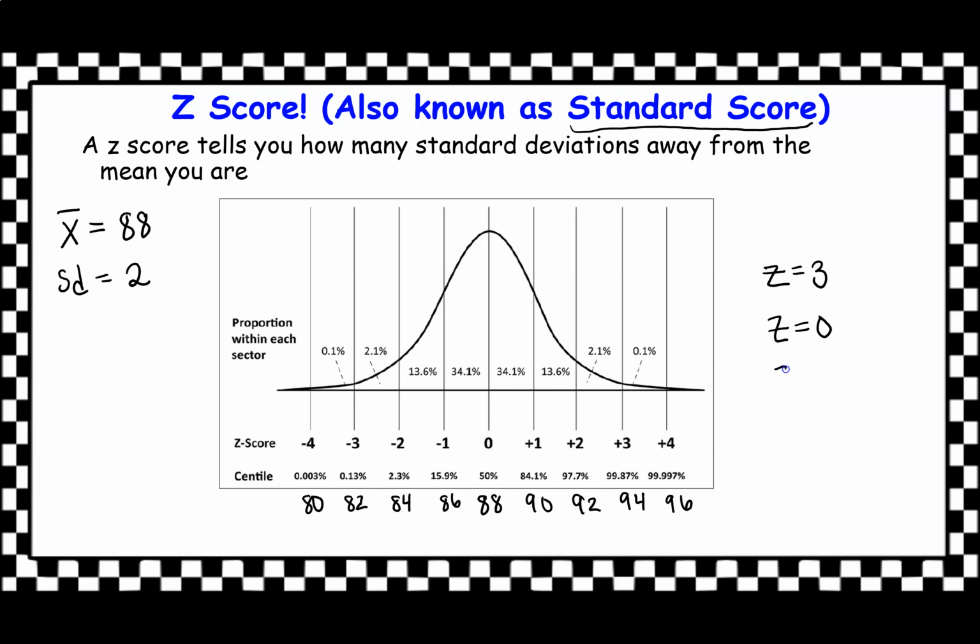All right, what if my z-score was a -2? That's a bad thing. That means that I'm below average. How far below average am I? Well, I'm 2 standard deviations below average. So let's find that right here. Okay, 2 standard deviations below would be an 84.